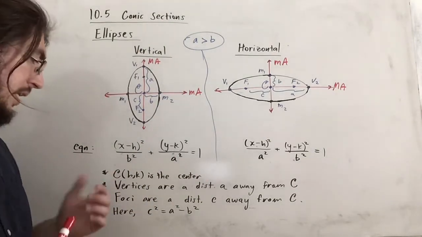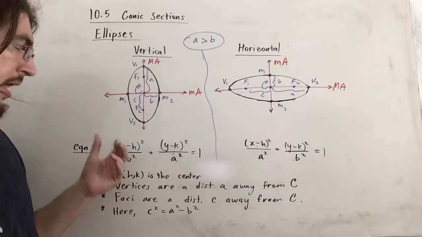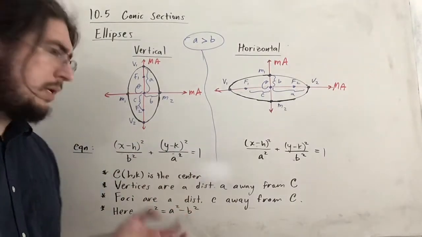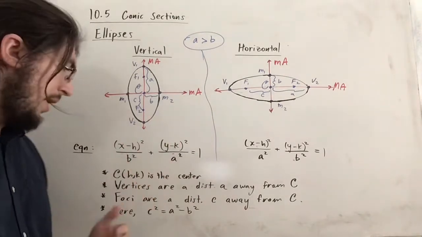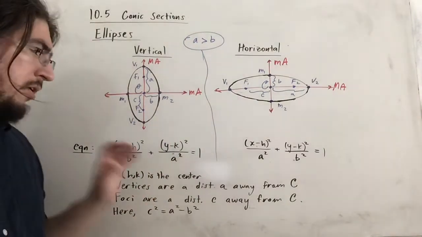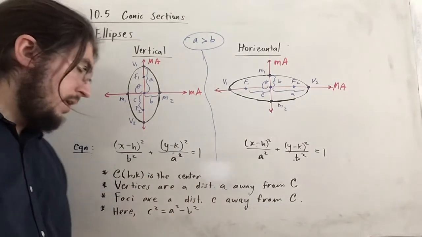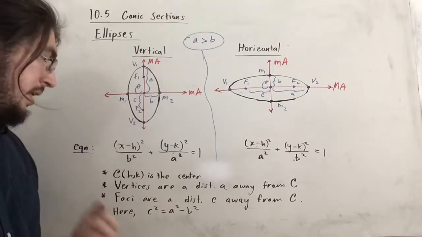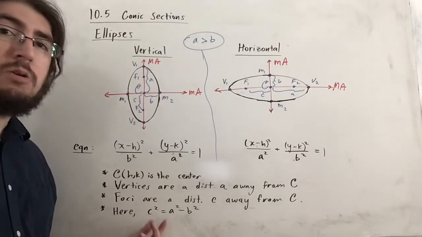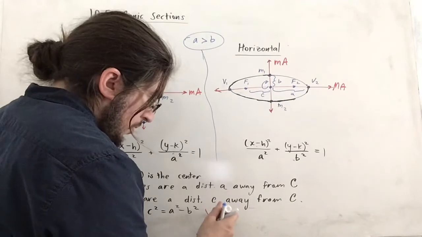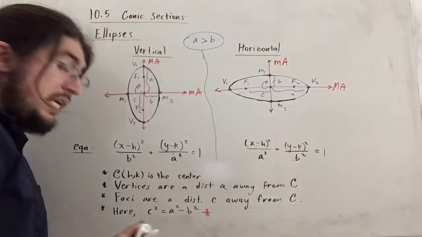So let's see. It says the center is h comma k. So notice x minus h, y minus k, kind of like we had for parabolas with the vertex. So that's okay. And vertices are a distance a away from the center. Foci are a distance c away from the center. So we know that. And here c squared is equal to a squared minus b squared. This is important, super important. This will allow us to find c.